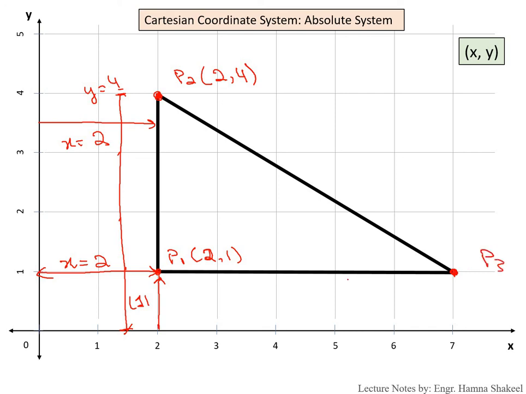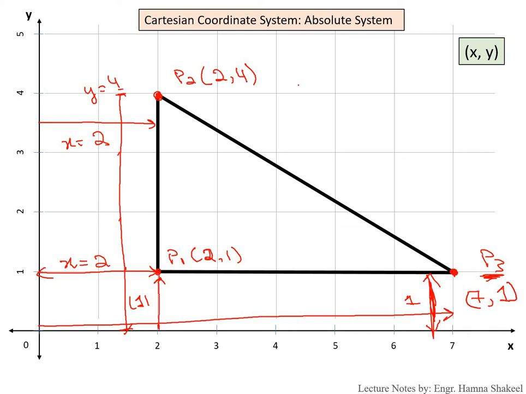For point number 3, the horizontal distance is 7 and the vertical distance is 1 unit. So the position of point 3 is 7, 1. So let's write it here. For P1, the location is 2, 1. For P2, the absolute location is 2, 4. For P3, the absolute location is 7, 1. So the first values represent x and the second value represents y.